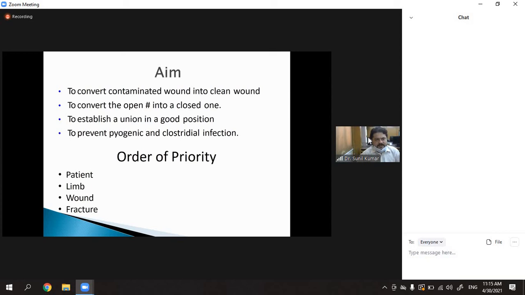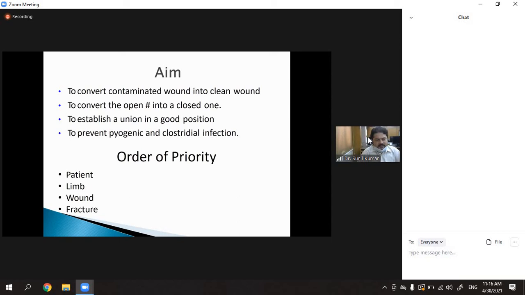To prevent pyogenic and clostridial infection, because in an open fracture the chances of infection and contamination are more, we have to reduce the contamination, clean the wound, and prevent any further infection, pyogenic or clostridial. Order of priority will be patient, limb, wound, and fracture.